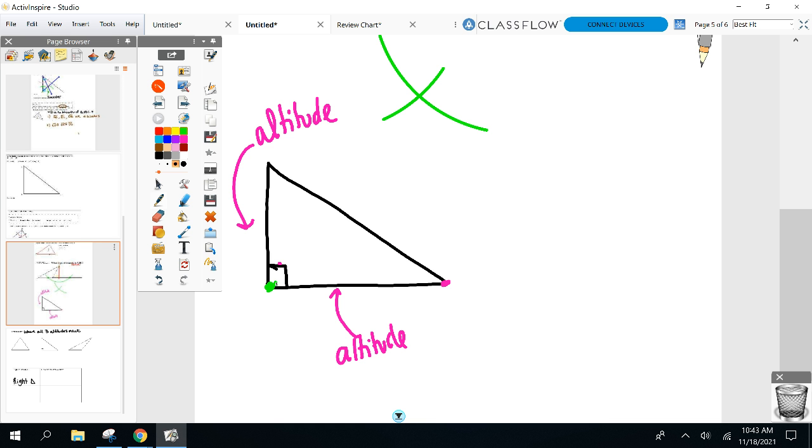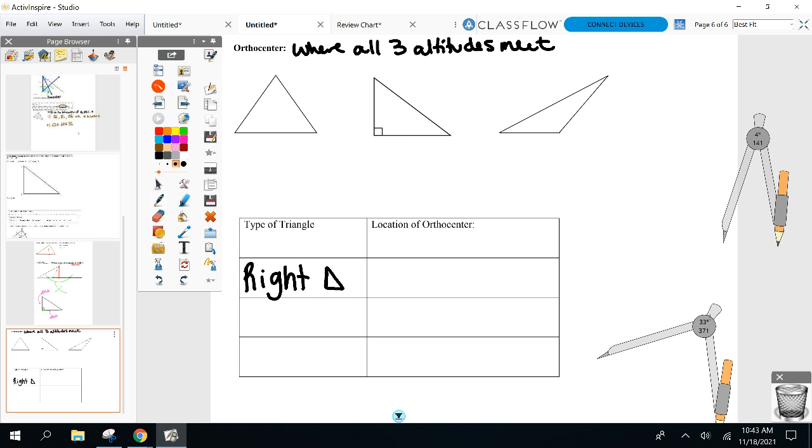So what's that point right there? For any right triangle, this point right here is your orthocenter. Yep. So for a right triangle, we can say it's where the legs meet. For any right triangle, the orthocenter will be where the 2 altitudes, the 2 legs, meet each other. All right, next one. What about an obtuse triangle?